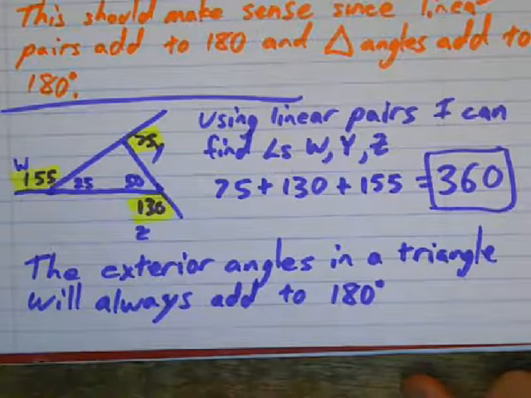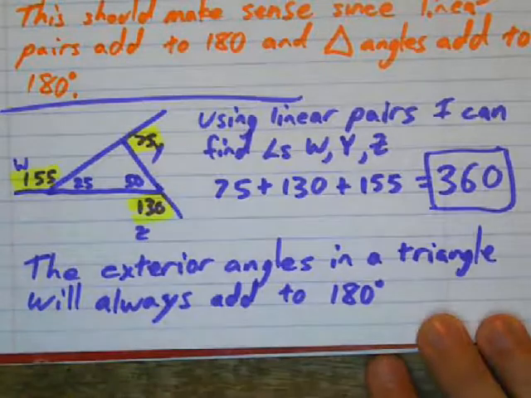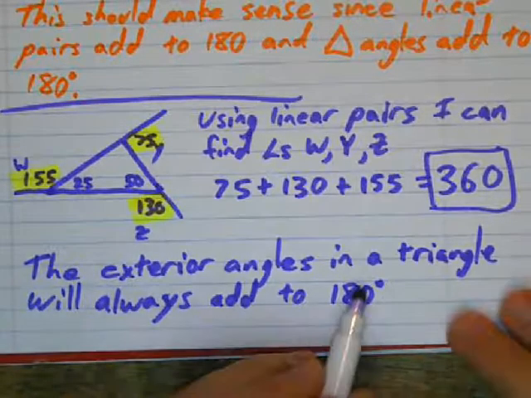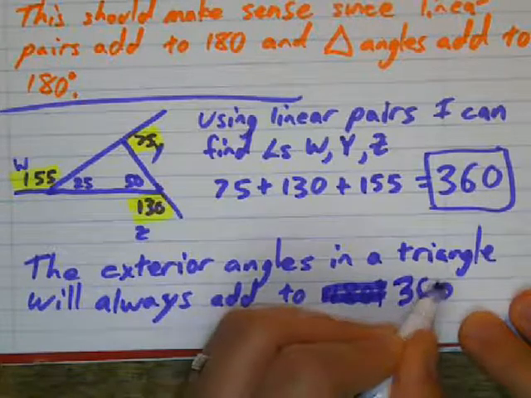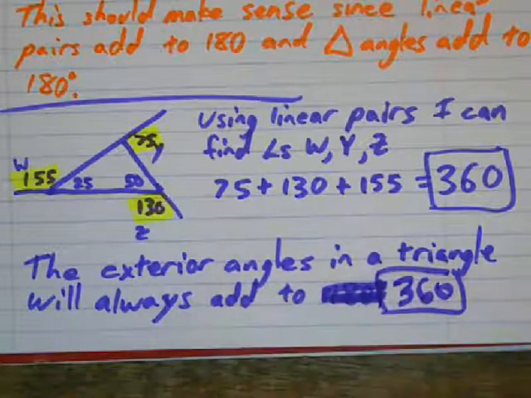So the exterior angles in a triangle always add up to, we need to fix this, 360. Okay, and that's it for your notes.